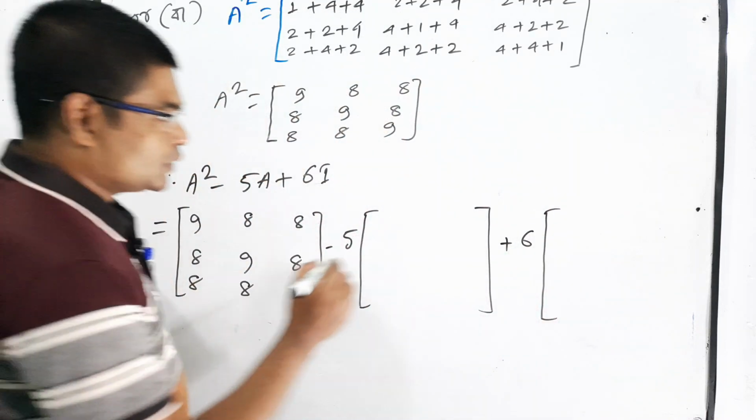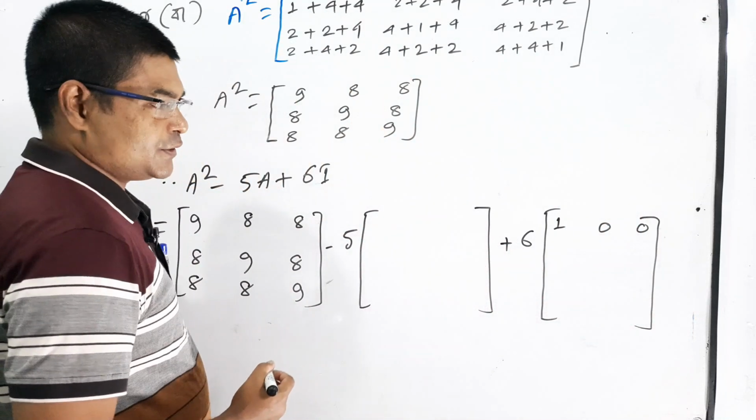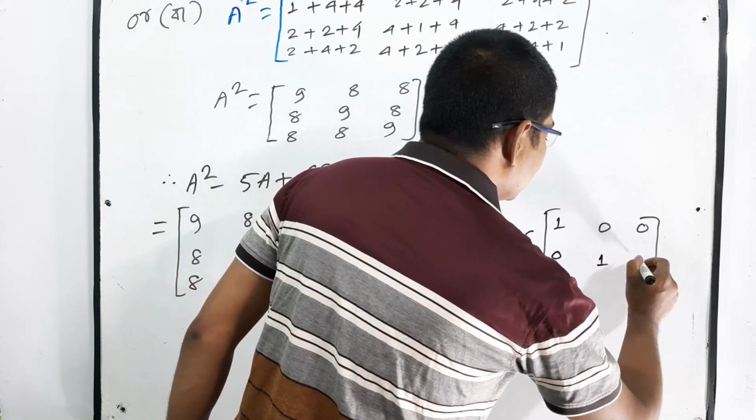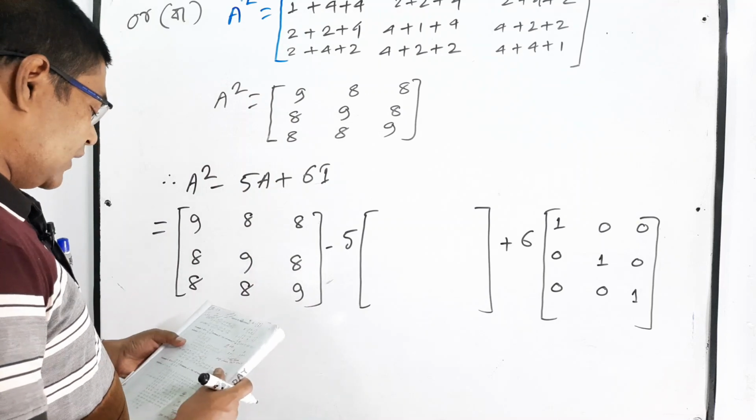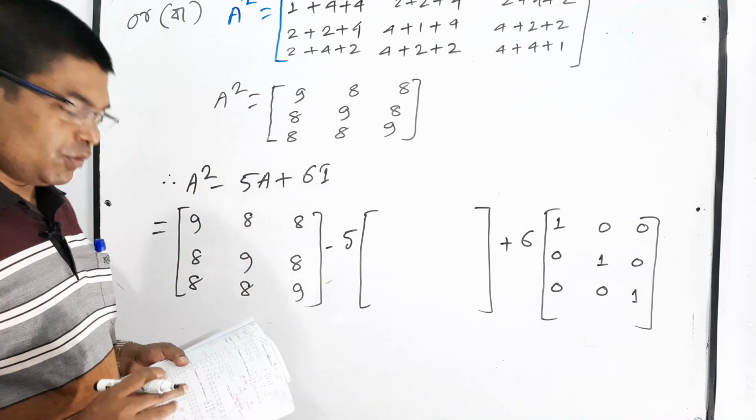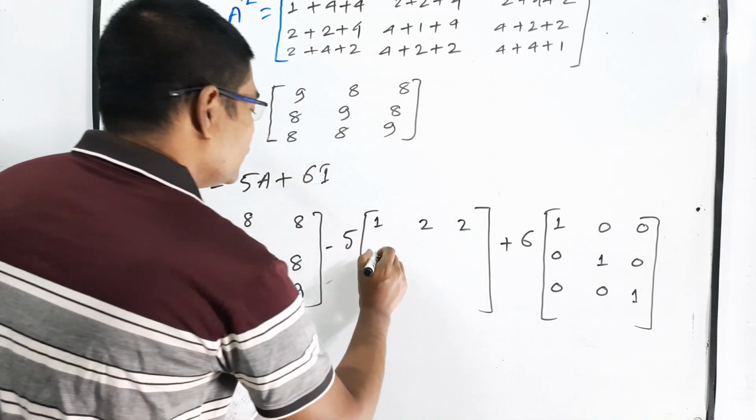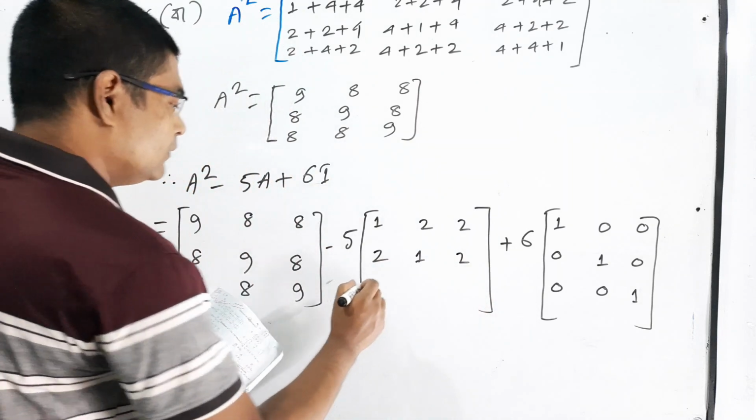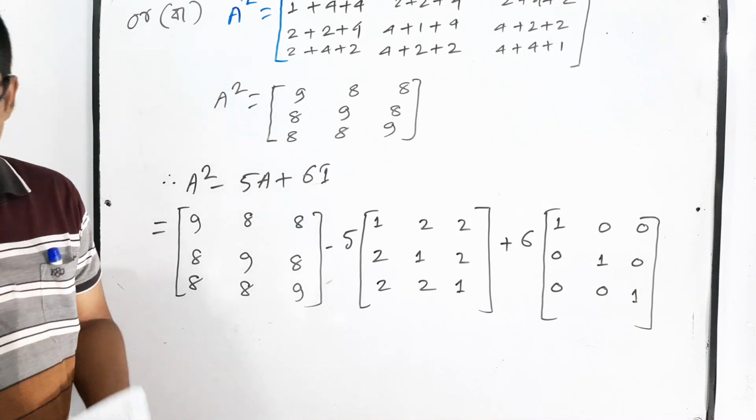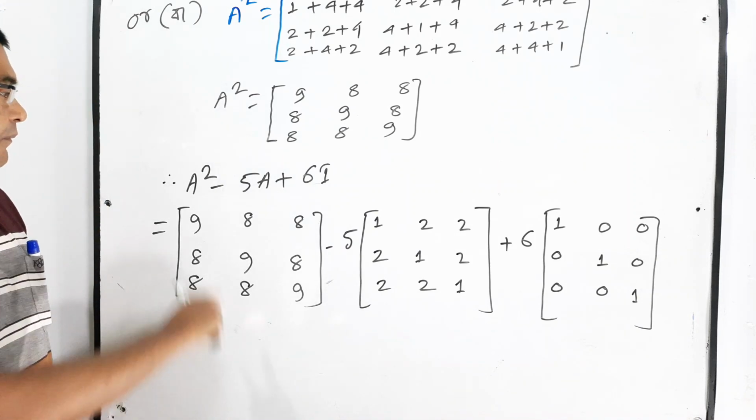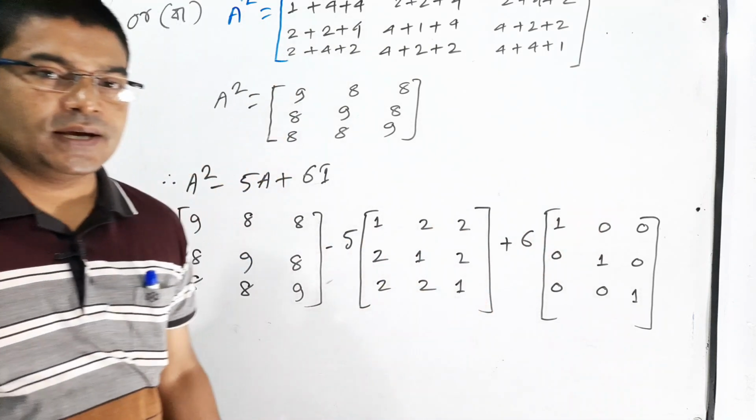So we know I equal to the identity matrix: 1 0 0, 0 1 0, 0 0 1. So A equal to what? Follow the book. A equal to 1 2 2, 2 1 2, 2 2 1. So we have got A square, then 5A, then 6I completed.